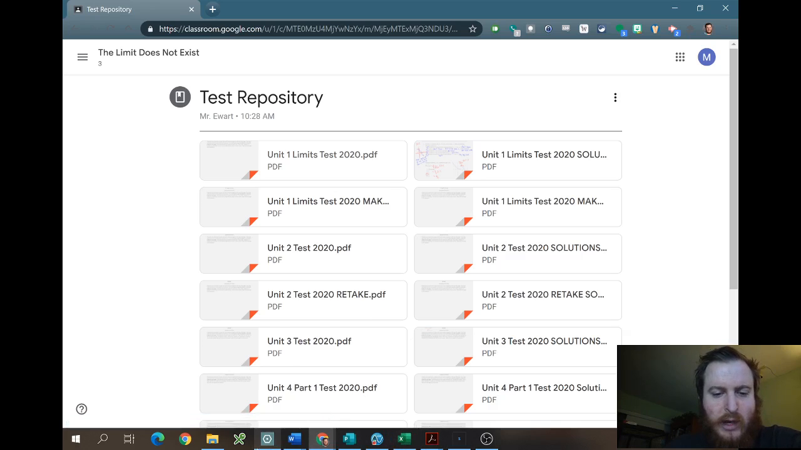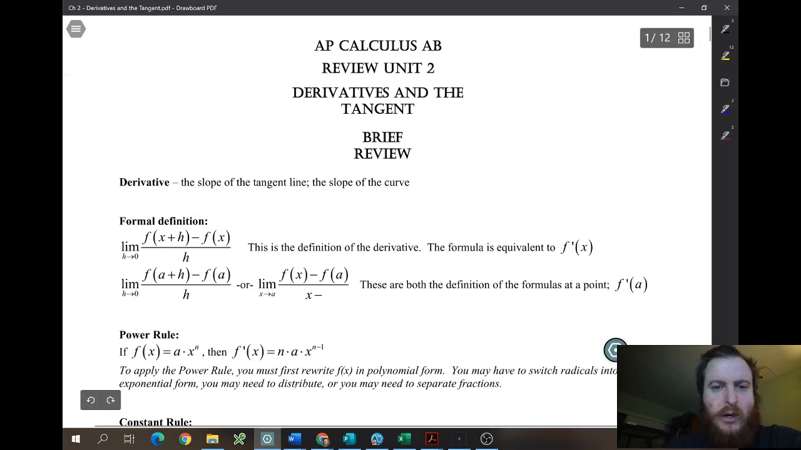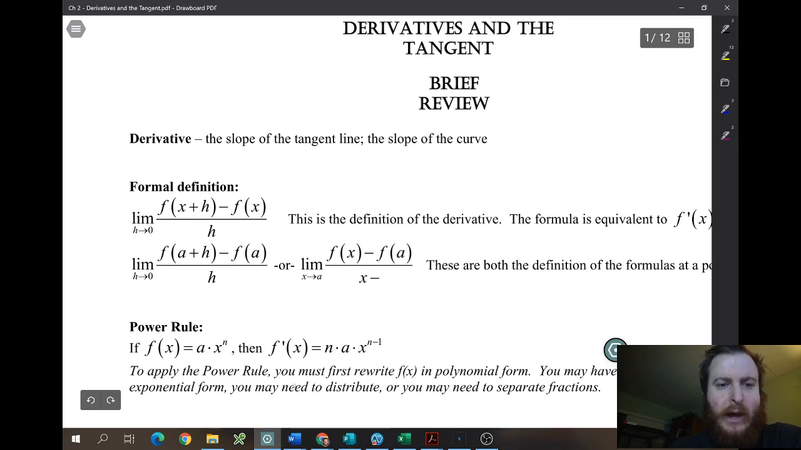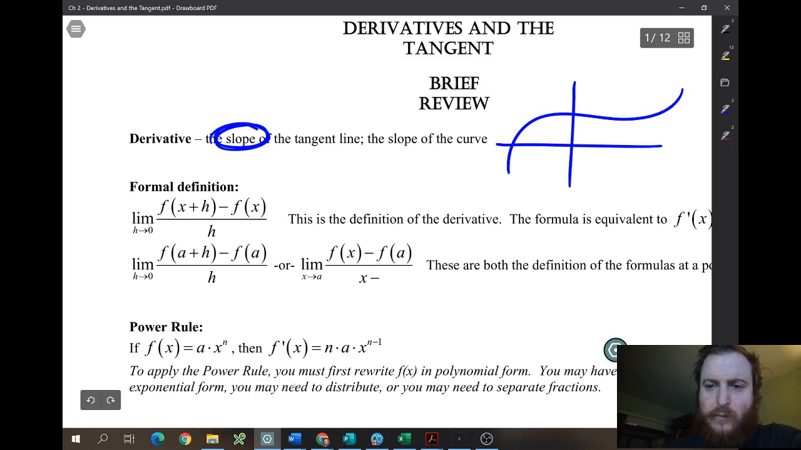So getting into it today, we are going over chapter 2, which was our intro to derivatives and the tangent. And so the derivative, you should have this packet out and be following along. The derivative is the slope of our tangent line. So if we have some kind of a curve, right, our derivative at any point, say we had a point here, would be the slope of the tangent line to that curve. So essentially we see derivative, we want to think of the word slope.